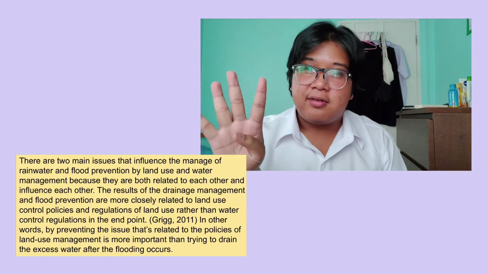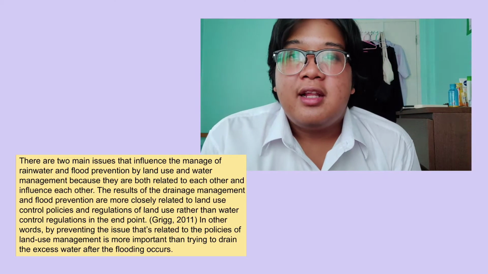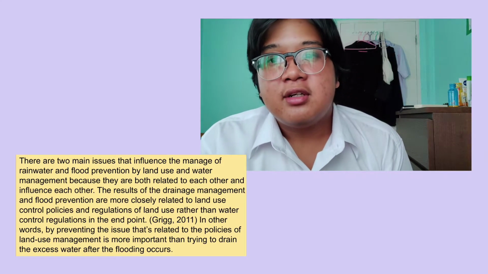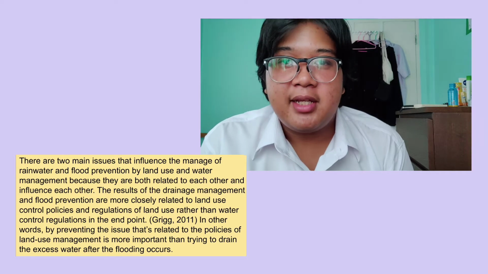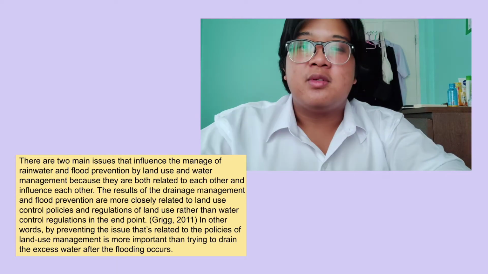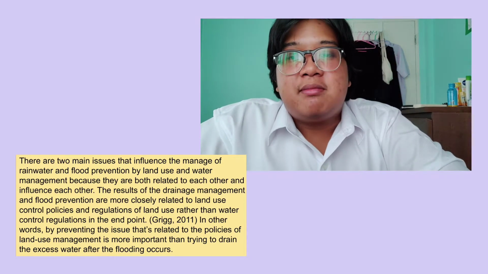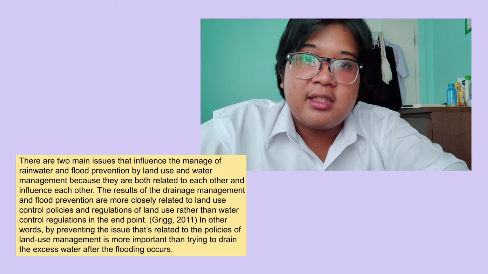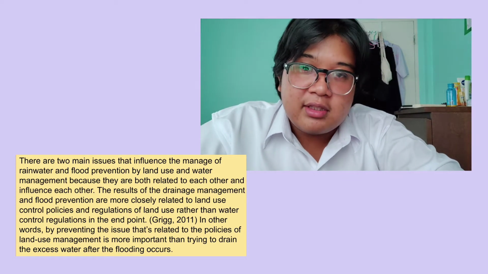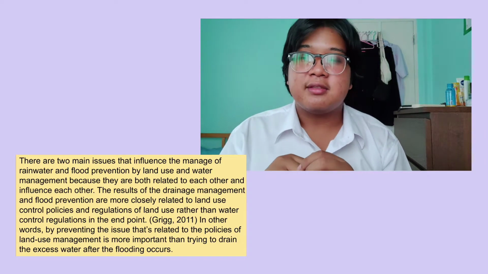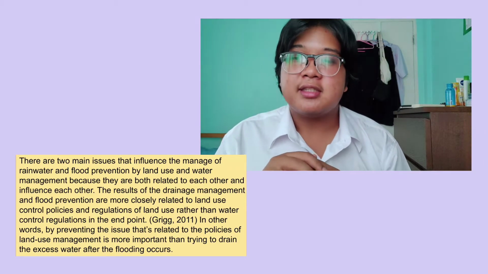Cause number 4. The lack of integration between land use planning and rainwater drainage management. There are two issues that influence the management of rainwater and flood prevention: land use and water management, because they are both related to each other and influence each other.